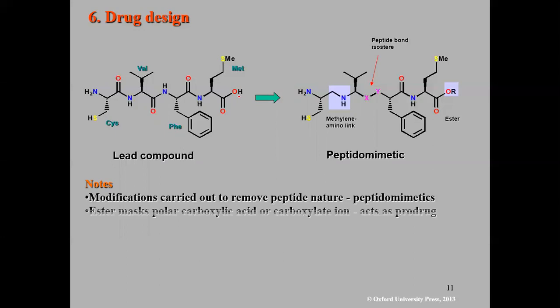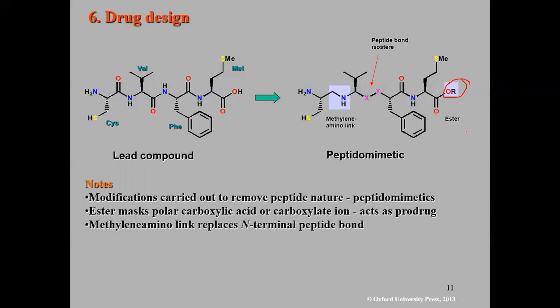The ester masks the polar carboxylic acid. We said this is the first disadvantage, so they used an ester to mask that carboxylate ion. That means this acts as a prodrug. The methylene amino link replaces the N-terminal peptide bond. The methylene amino link introduces resistance to aminopeptidases because it is not a peptide anymore.